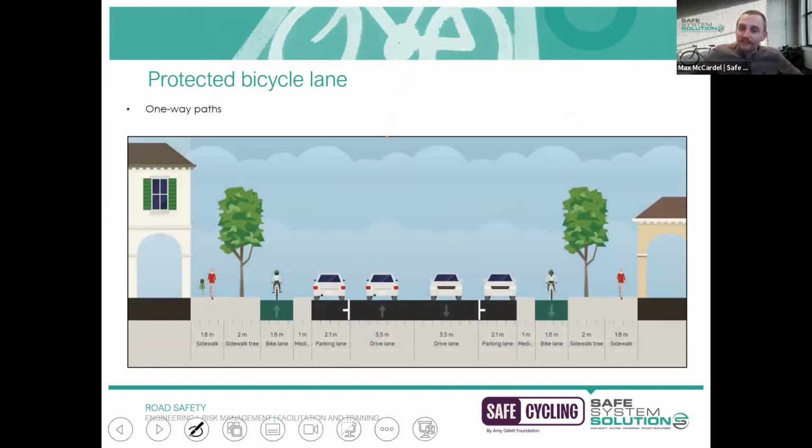Now, there are 2 main configurations for protected bicycle lanes. One is what is just referred to as a one-way path, where you've basically just got a mirror image of the carriageway. So you've got this protected bicycle lane here, some form of separation between the bicycle facility and the parking lane, and then that is mirrored on the other side of the carriageway. This is probably the most common arrangement where you've just got one-way facilities on both sides. So cyclists can only travel in one direction on either side of the road.